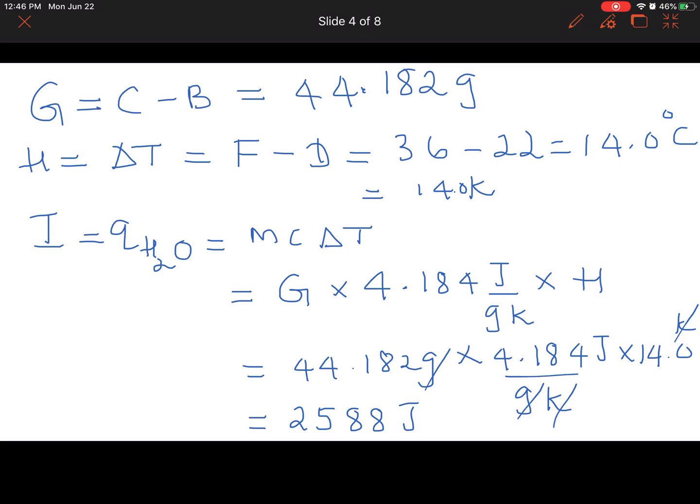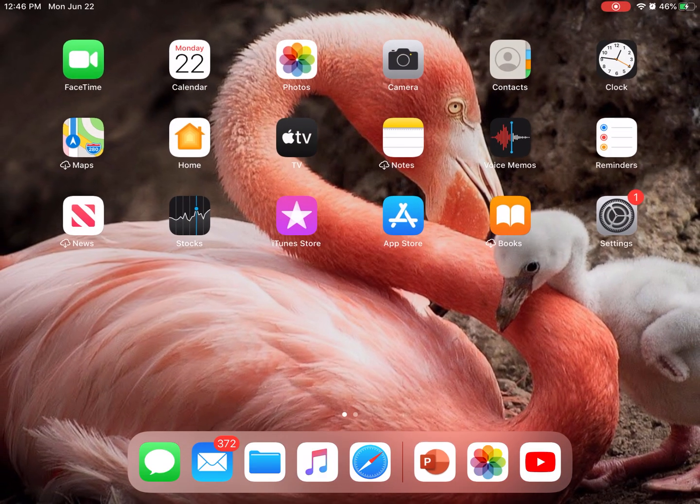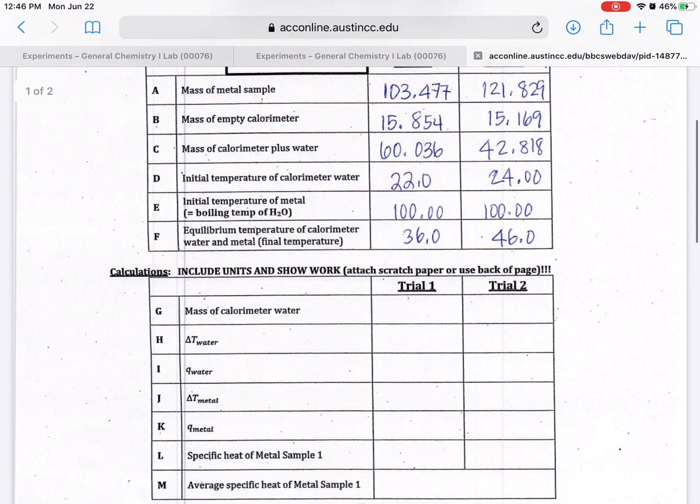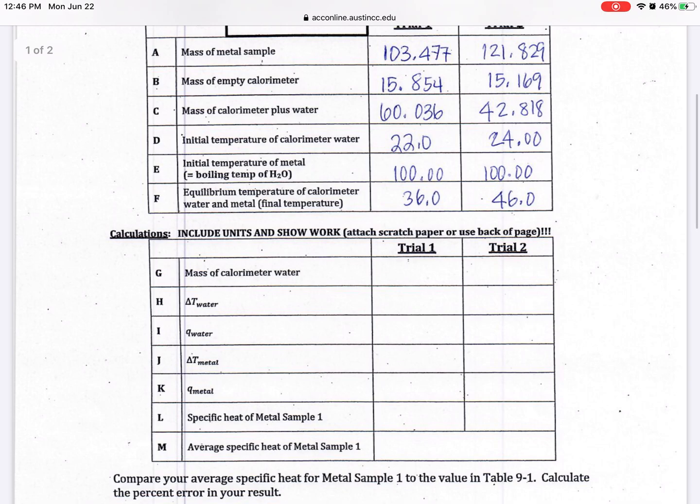And then the next is, in your data sheet you need to find out delta T for the metal. Okay, so let's look at your data. Over here. So we found Q water, and then J is the delta T for the metal. How do we find the delta T for the metal? That again is going to be the final temperature minus the initial temperature for the metal. Where do we have the final temperature for the metal? Which letter? It's F, right? F minus, what's the initial temperature of the metal?